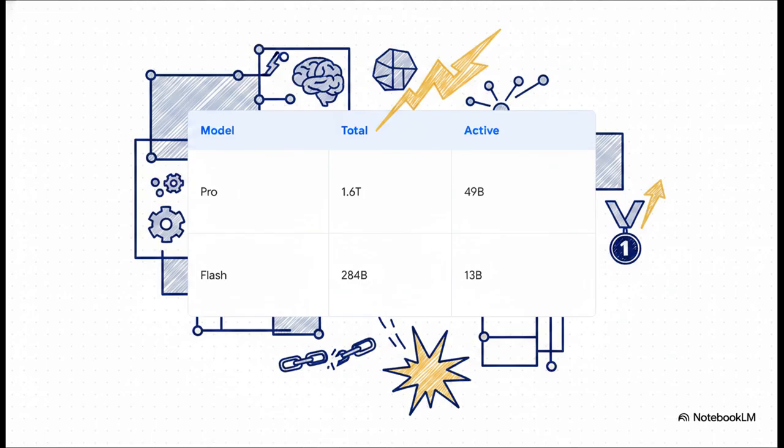First is DeepSeek V4 Pro. It is a total behemoth, 1.6 trillion total parameters. But because it's an MOE model, only 49 billion parameters are actually active for any given token, which makes it top tier for really complex reasoning tasks.